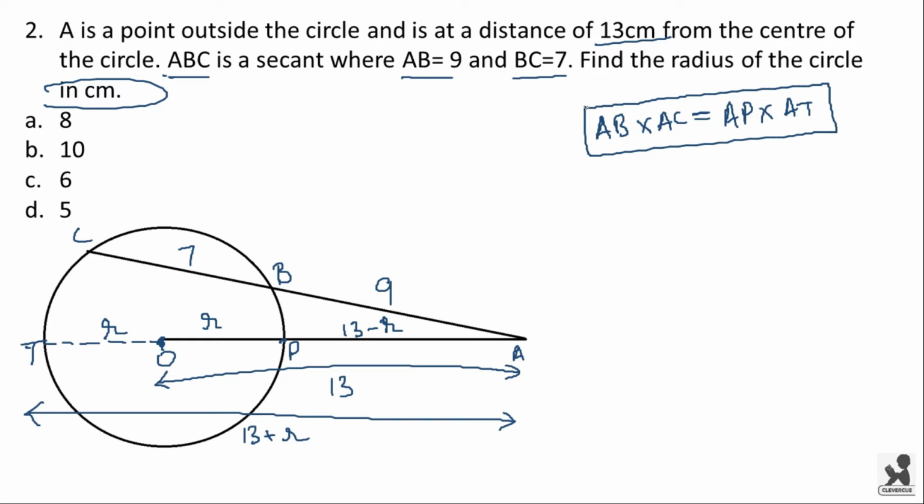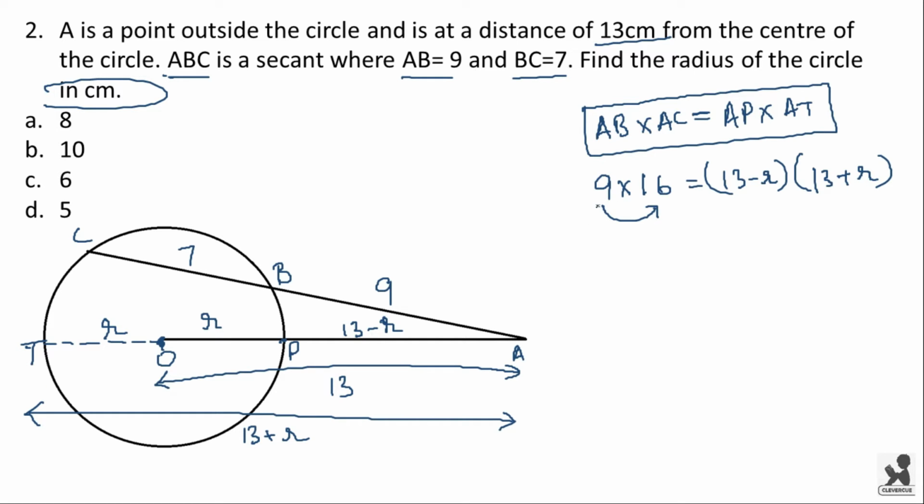So this is the property which we have discussed in the earlier question. And now the length of AB is 9 into AC. AC is 9 plus 7, that is 16, is equal to the length of AP is 13 minus R and the length of AT is 13 plus R. So we have 13 minus R into 13 plus R.